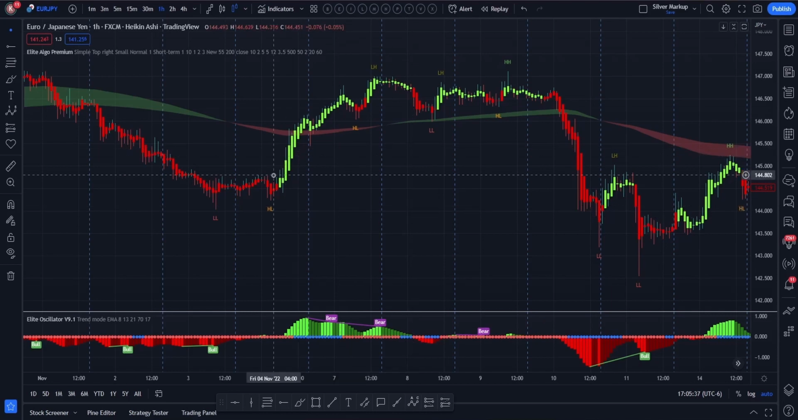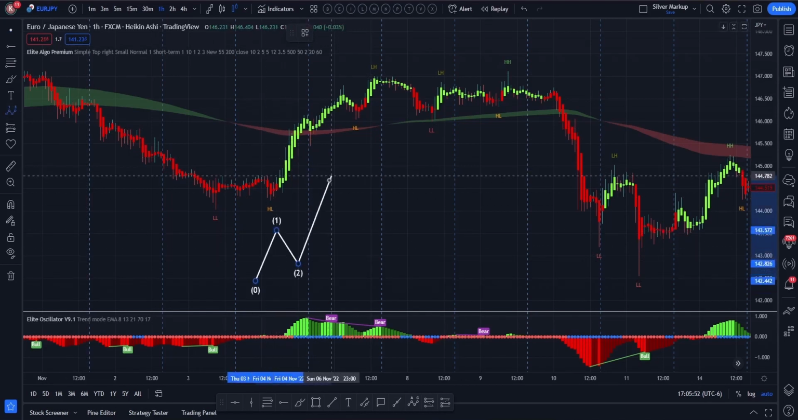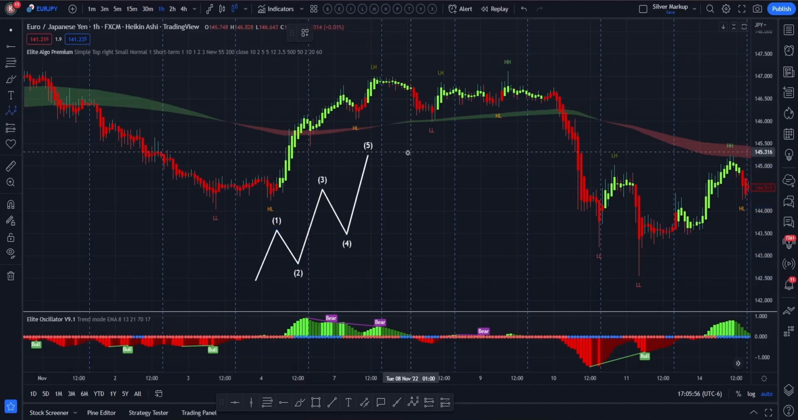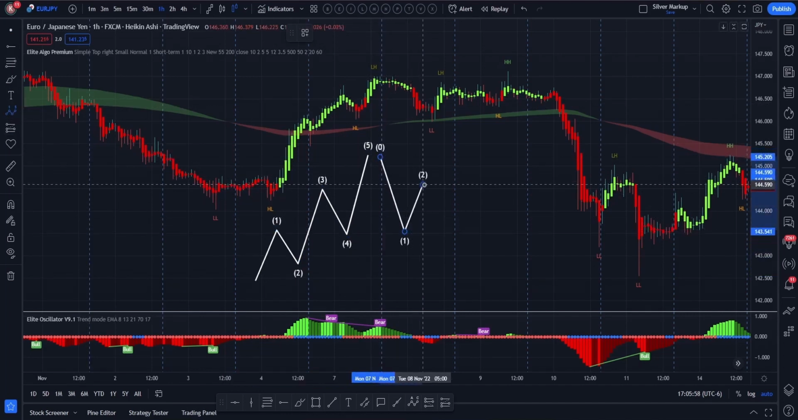So let's go over a few rules. Obviously, Elite Algo is a trend trading software, so you're going to be trading with the trend. That's going to be rule number one. Rule number two is when you're trading with the trend, in an uptrend, you have a series of higher highs and higher lows. In a downtrend, you have a series of lower lows and lower highs.